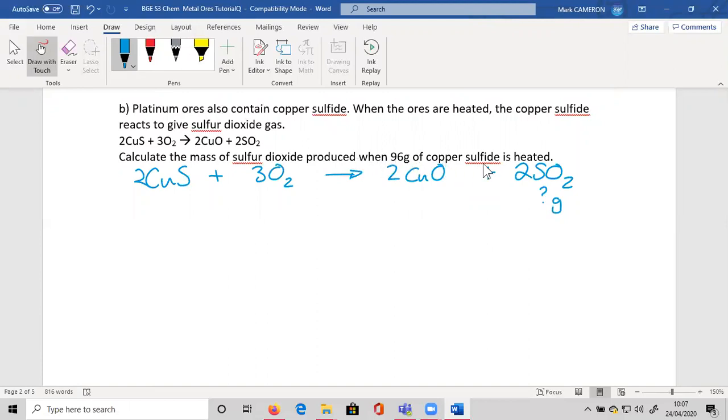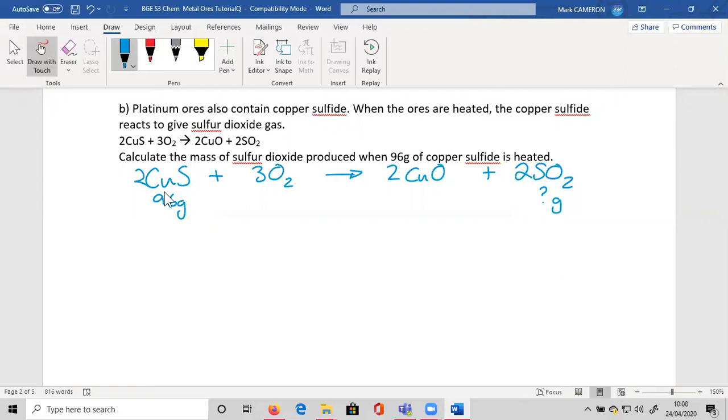Produced when 96 grams of copper sulfide is heated. Well, we identify what copper sulfide is, that's it there. So we've got 96 grams of that. And we want to know, if we've got that amount of that, how much of that we're going to make. Now, you cannot just assume that grams changes into grams directly. You can't work it out that way. But what you can do is you can find out how many moles of this you have, and then you can work out how many moles of this you're going to make.